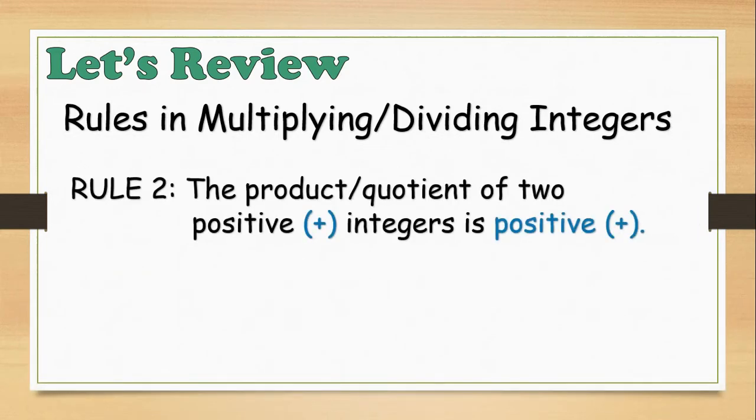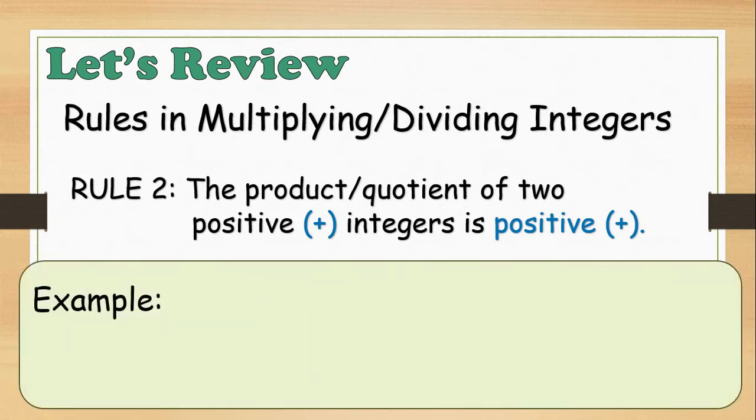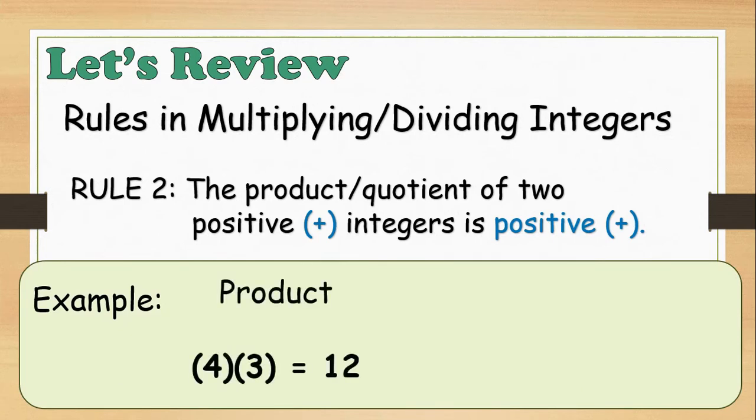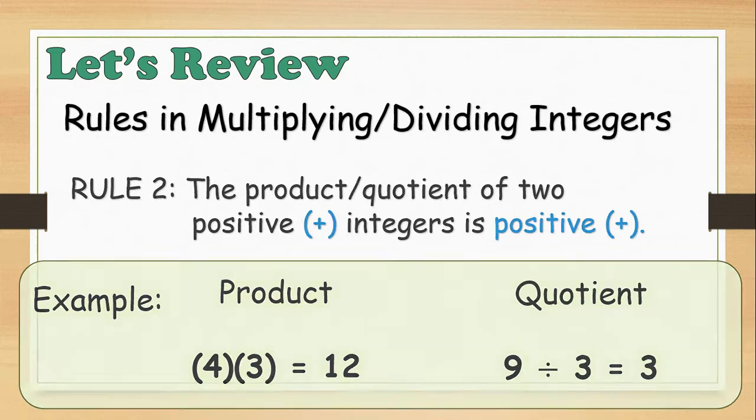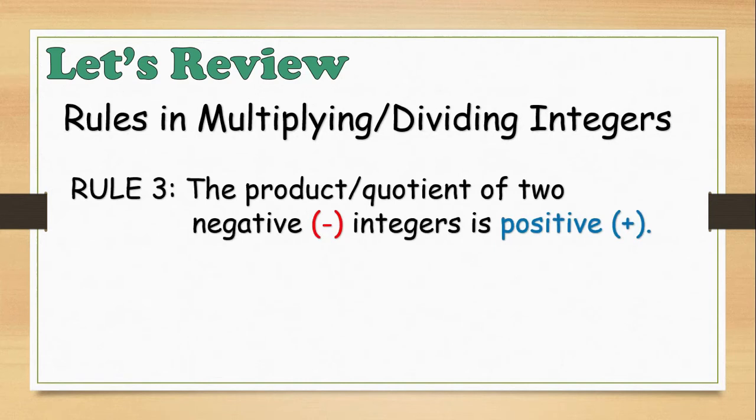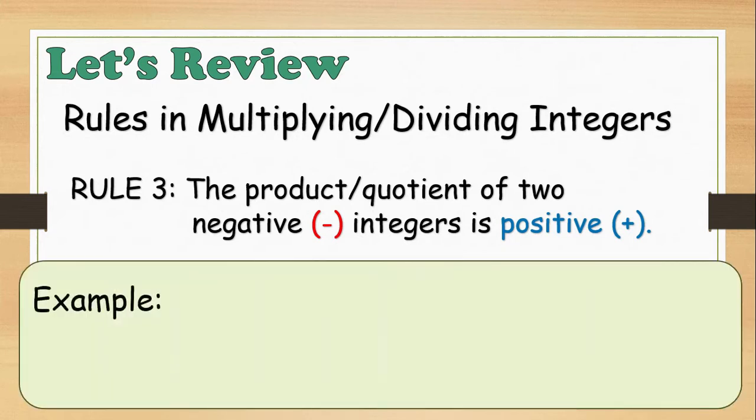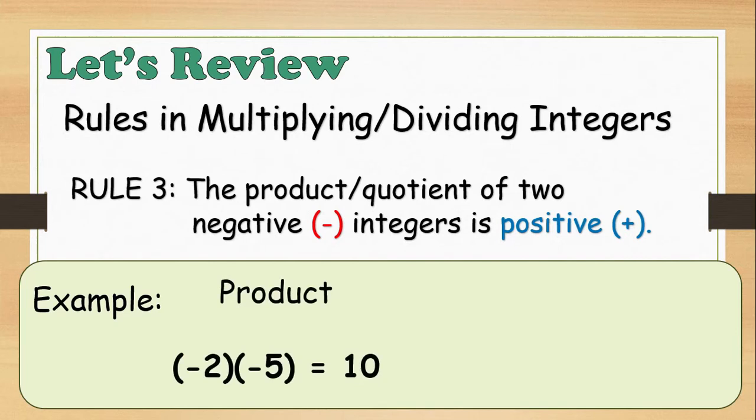Next, rule number 2. The product or quotient of two positive integers is positive. So example, we have 4 times 3 equals 12 and 9 divided by 3 equals 3. And in rule number 3, the product or quotient of two negative integers is also positive. So parehas lang din. Basta magkakaparehas ang sign, positive sa product or sa quotient. So negative 2 times negative 5, we have positive 10. And negative 12 divided by negative 6 equals positive 2.